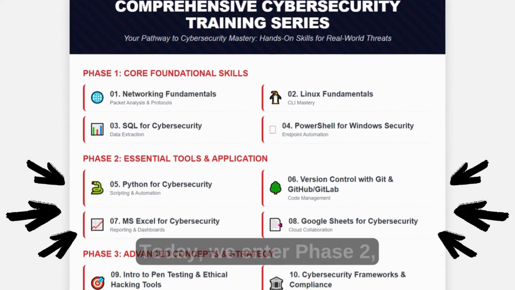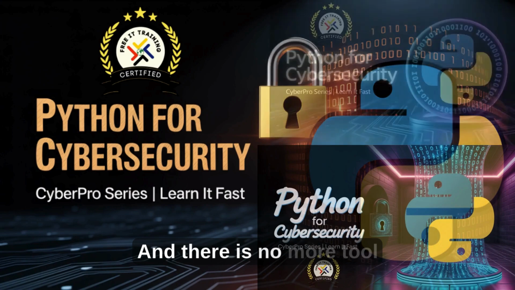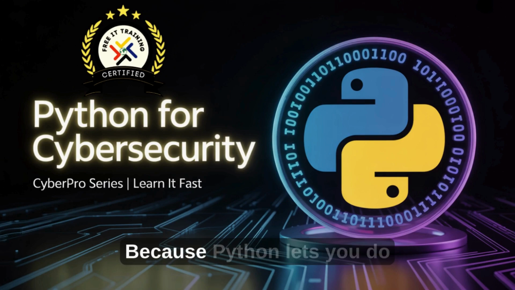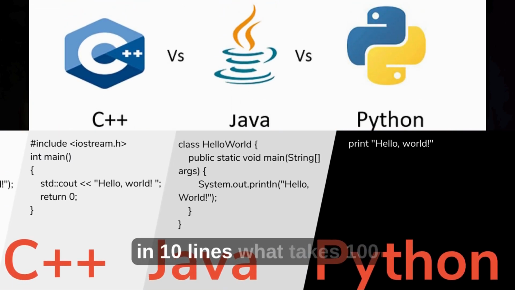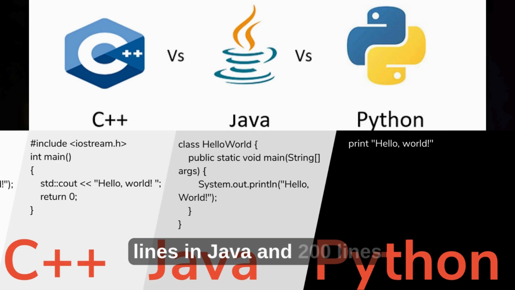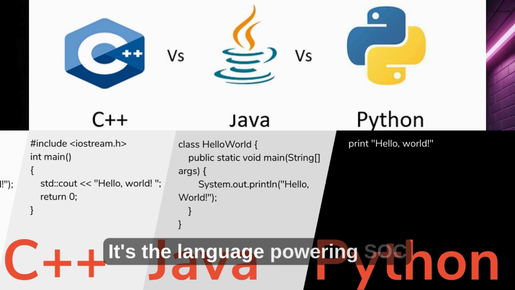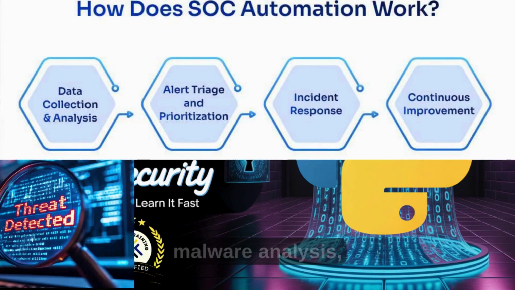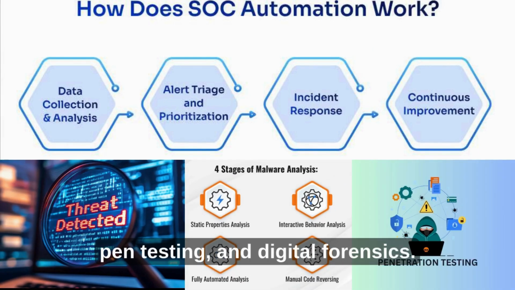Today we enter Phase 2, Essential Tools, and there is no more essential tool than Python. Why? Because Python lets you do in 10 lines what takes 100 lines in Java and 200 lines in C++. It's the language powering SOC automation, threat detection, malware analysis, pen testing, and digital forensics.